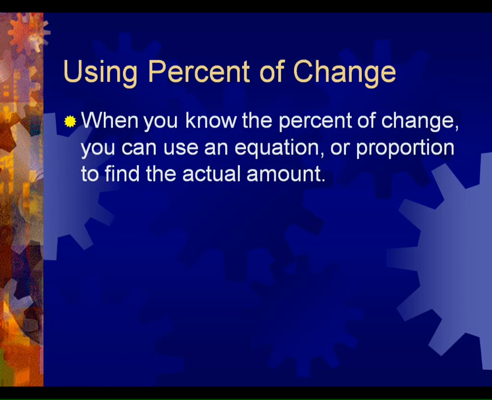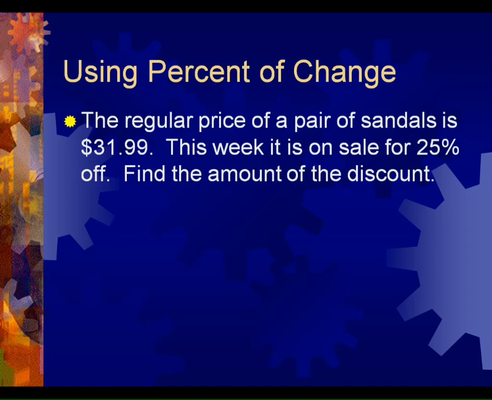Okay. When you know the percent of change, you can use an equation or a proportion to find the actual amount. So for example, okay, you go to the store and a pair of sandals is $31.99. It's on sale for 25% off. Find the amount of the discount. Okay. So there's a couple different ways we can do this. One, if we say, okay, the sandals are $31.99. I usually buy the $4 Old Navy sandals, but if you buy $31.99 sandals, that's fine. Okay. So $31.99. I want 25% of that.